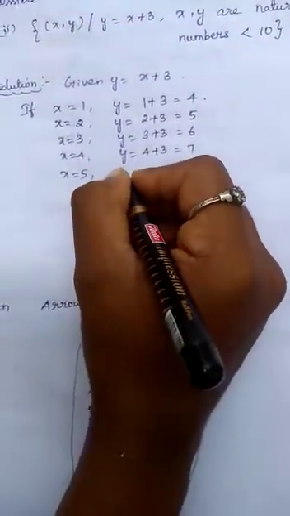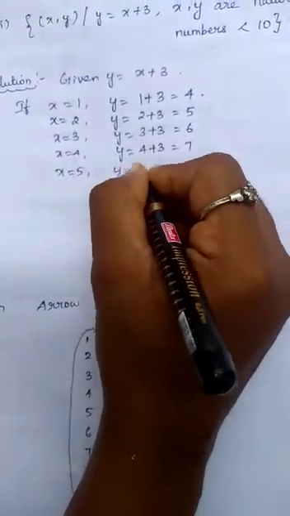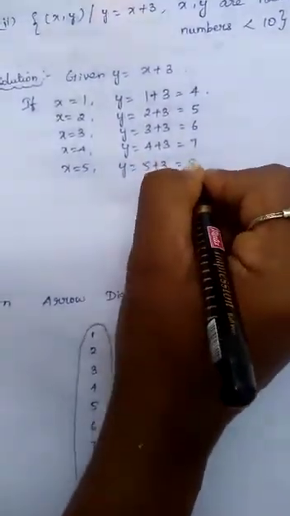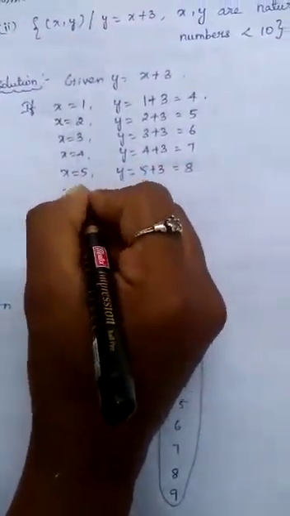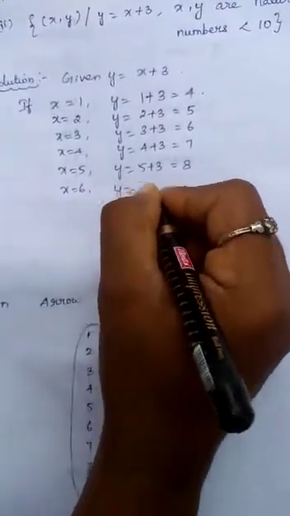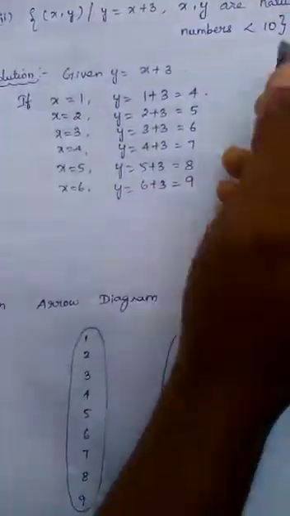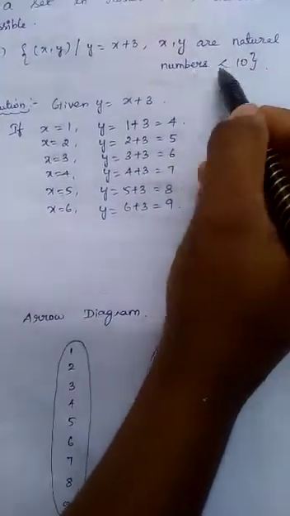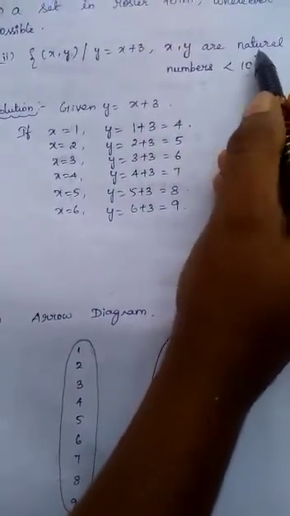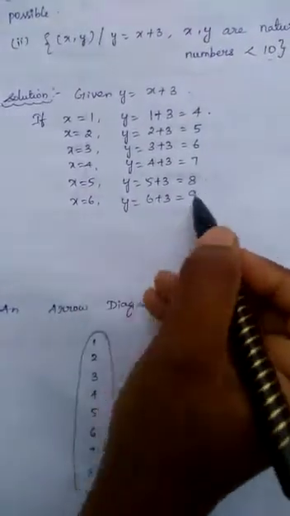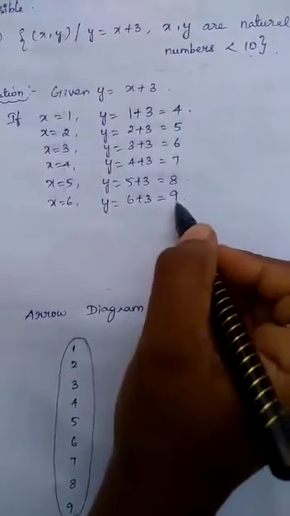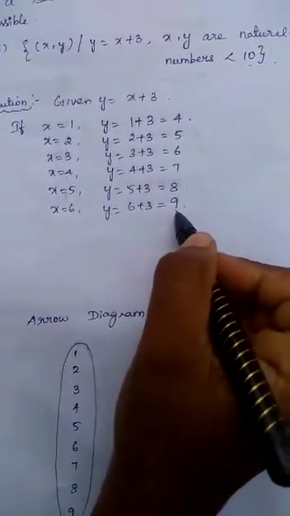So x is equal to 5, and y is equal to 5 plus 3 is equal to 8. x is equal to 6, and y is equal to 6 plus 3 is equal to 9. So both the values are natural numbers less than 10. The y value we got up to 9, so we can stop up to here.